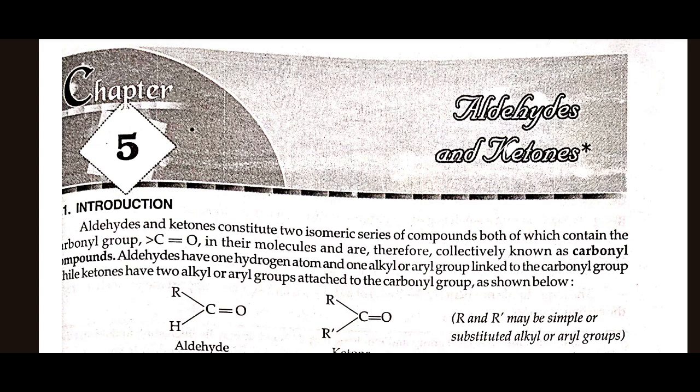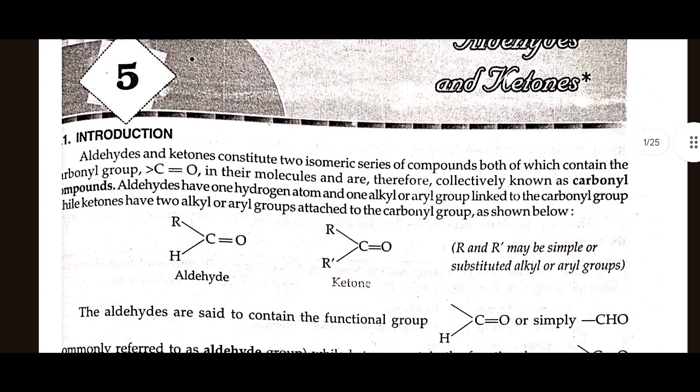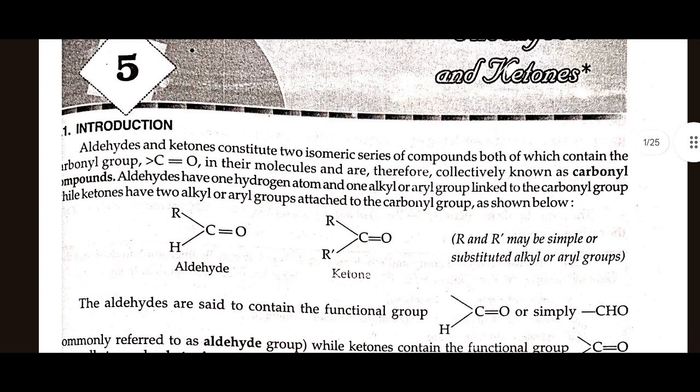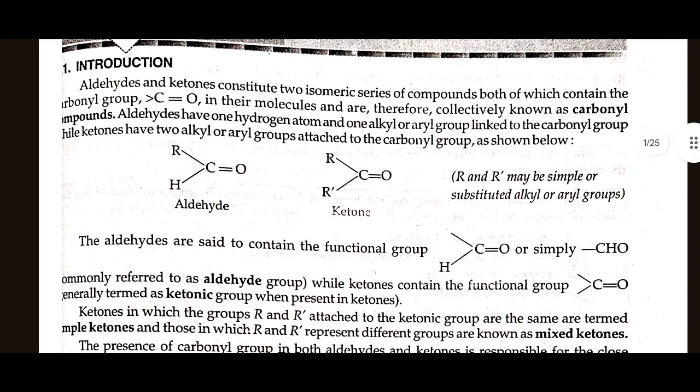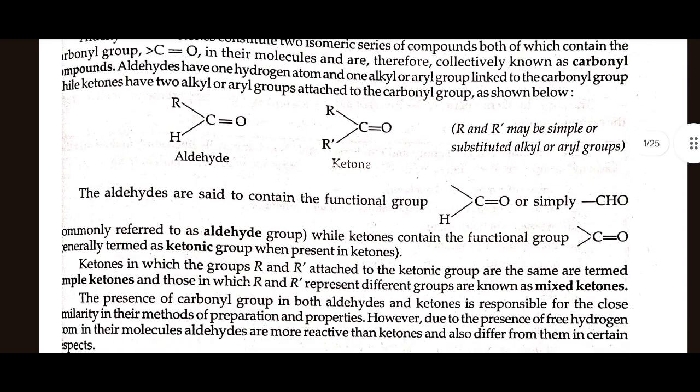Aldehydes and ketones constitute two isomeric series of compounds, both of which contain the carbonyl group in their molecules and are therefore collectively known as carbonyl compounds. Aldehydes have one hydrogen atom and one alkyl or aryl group linked to the carbonyl group, while ketones have two alkyl or aryl groups attached to the carbonyl group, as shown below.